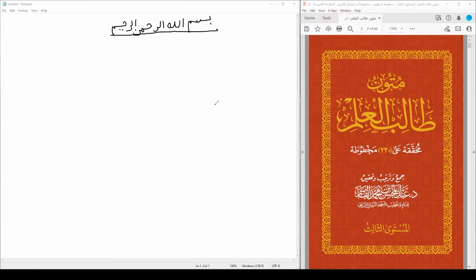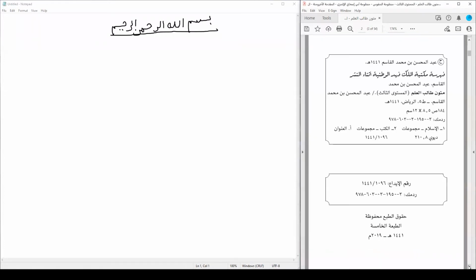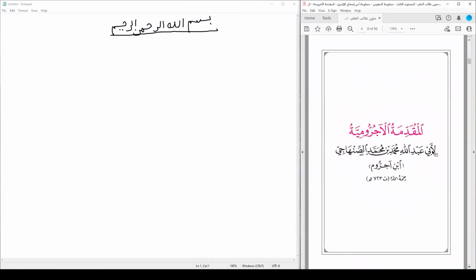Inshallah, today is the first lesson from our class in the book Al-Ajrumiyah, which is found in the third level, Mutun Talibul Ilmi. So we will be relying upon the tahqiq of Dr. Abdul Muhsin ibn Muhammad al-Qasim, who is the Imam of Masjid al-Nabawi. So I have it here, inshallah. So we'll scroll down to where the book is, Al-Muqaddimah Al-Ajrumiyah.